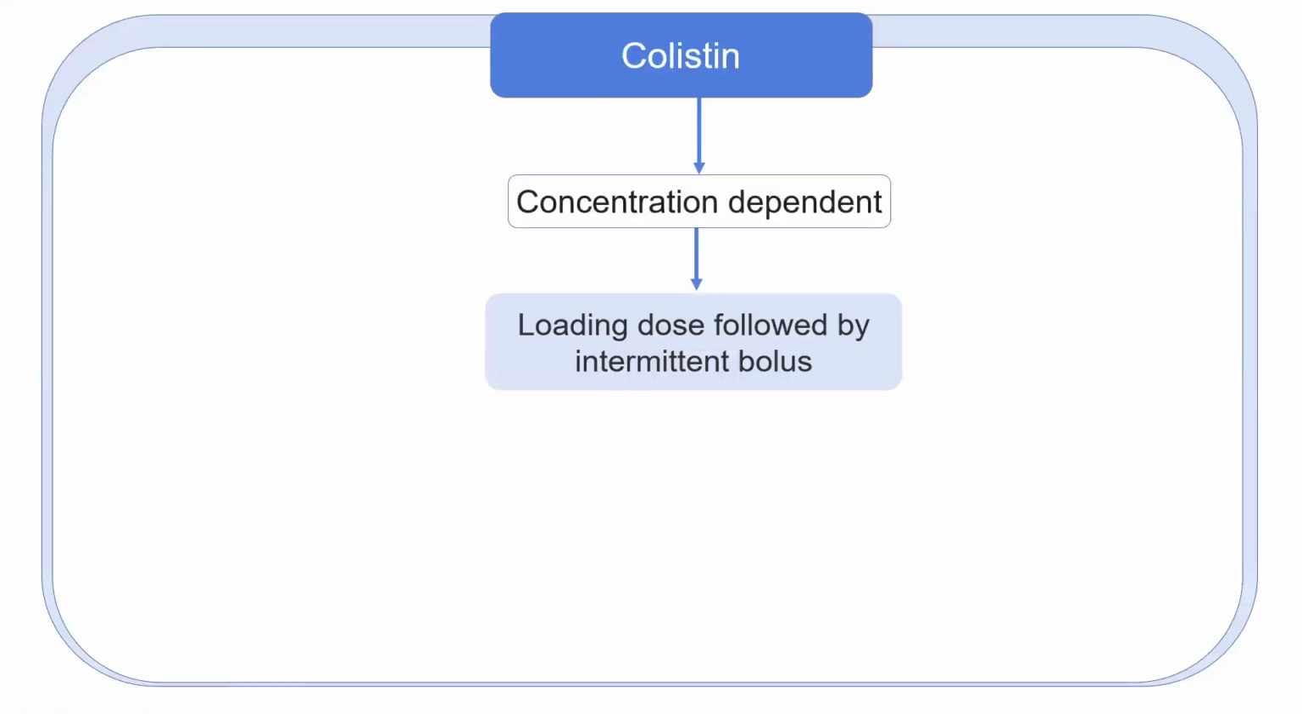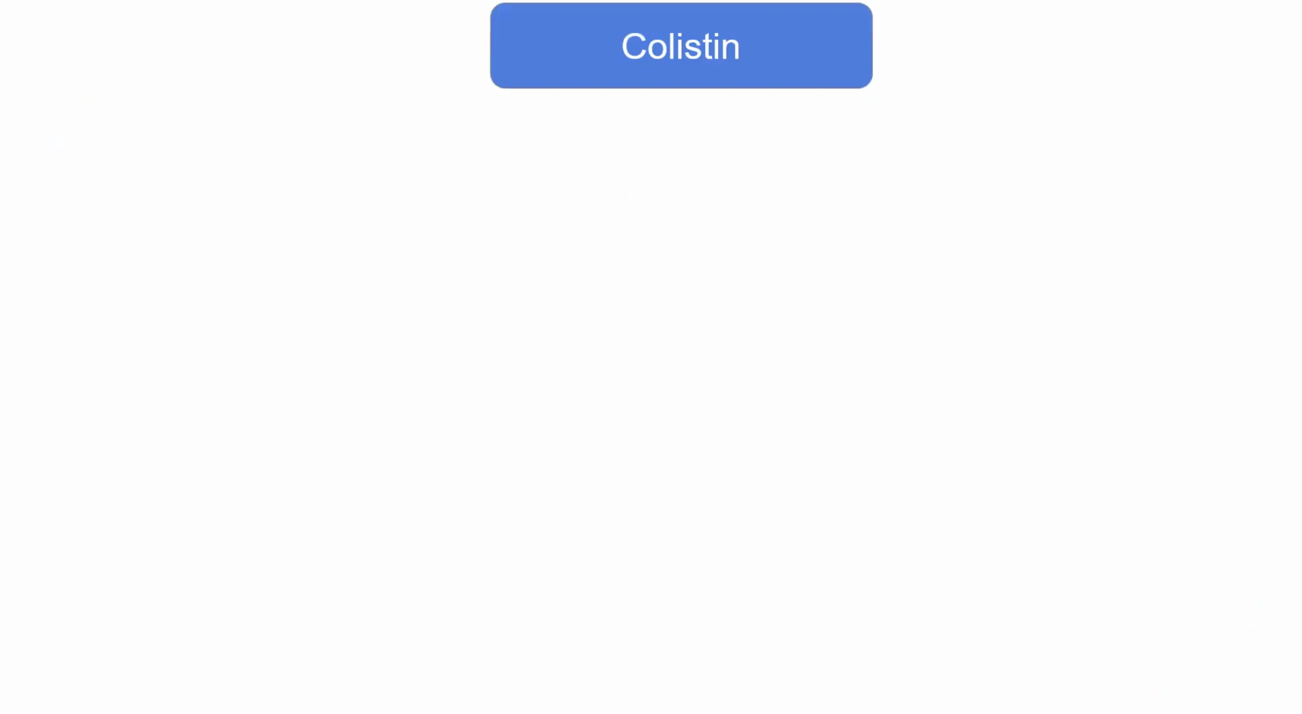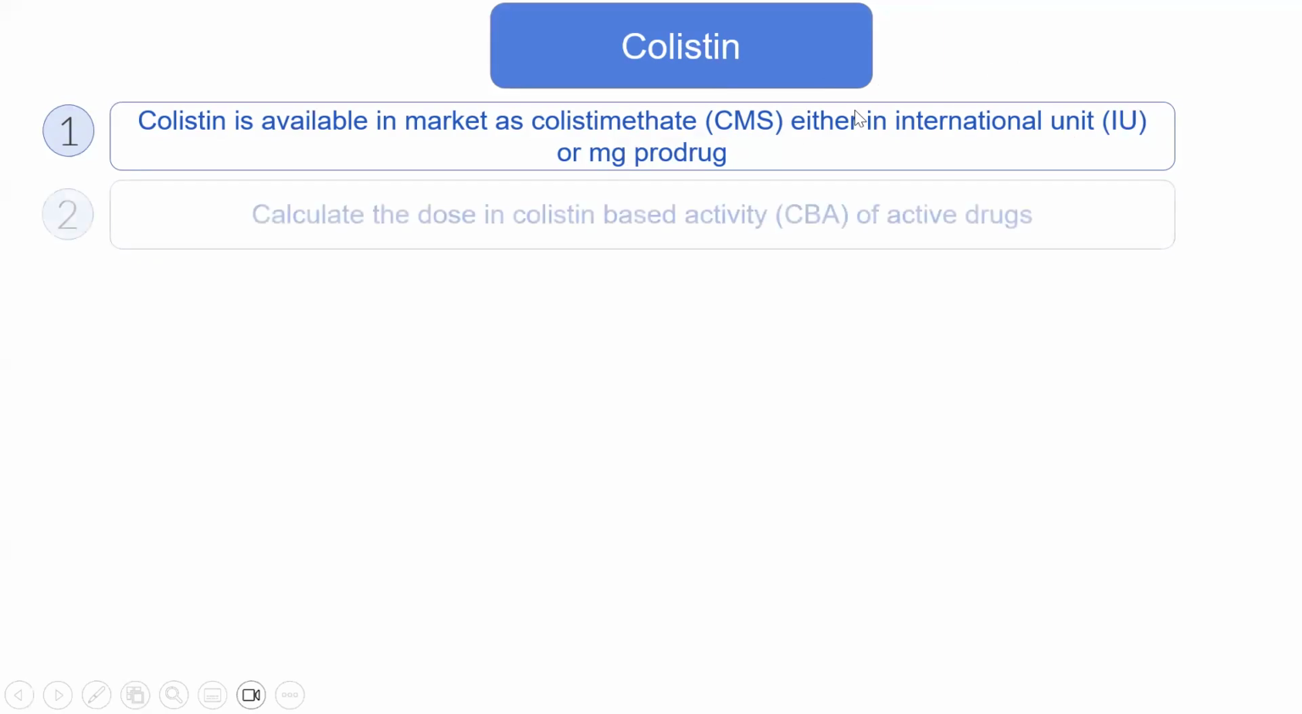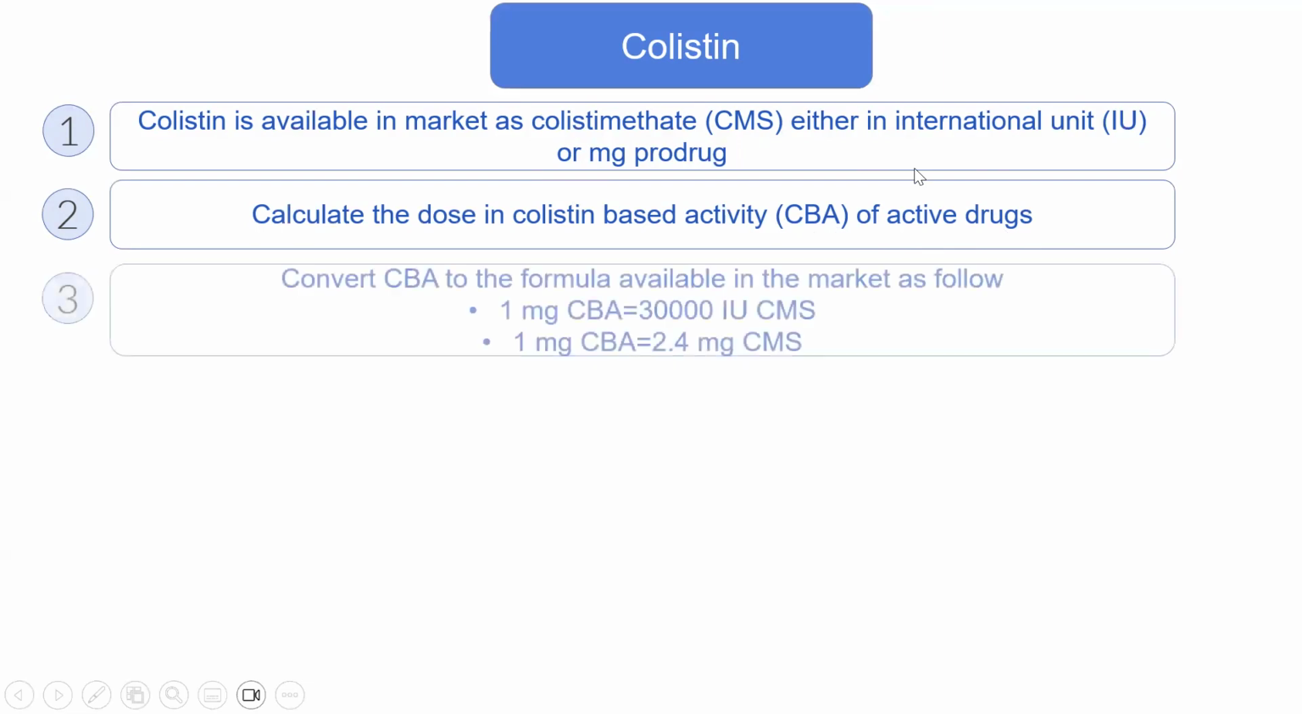Colistin is concentration dependent, which means that we need to give a loading dose followed by intermittent bolus. But how can we do that? Colistin is available in the market as what's called CMS, either in international units or milligrams per drug. But we need to first calculate the dose in colistin-base activity, called CBA, of the active drug. Then we convert the colistin-base activity to the formulation available in the market.